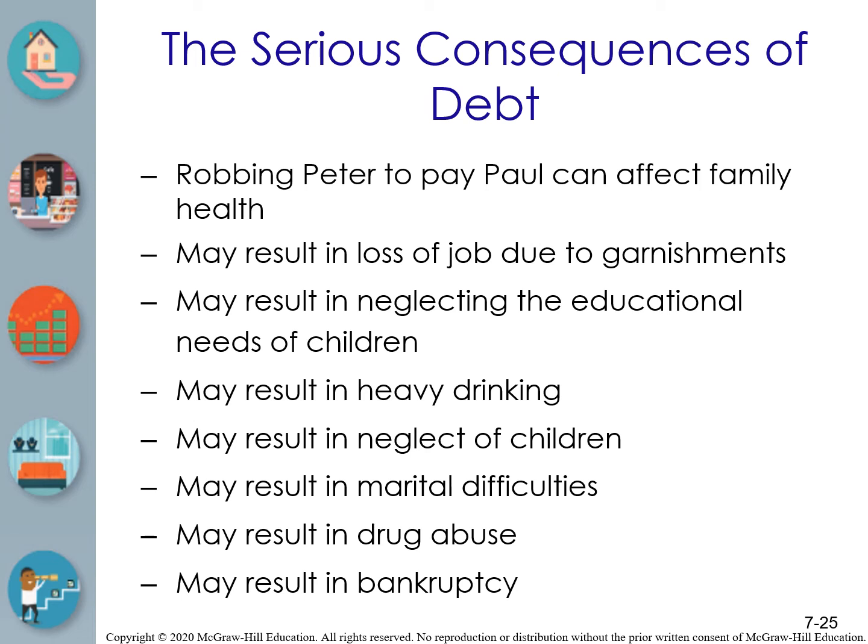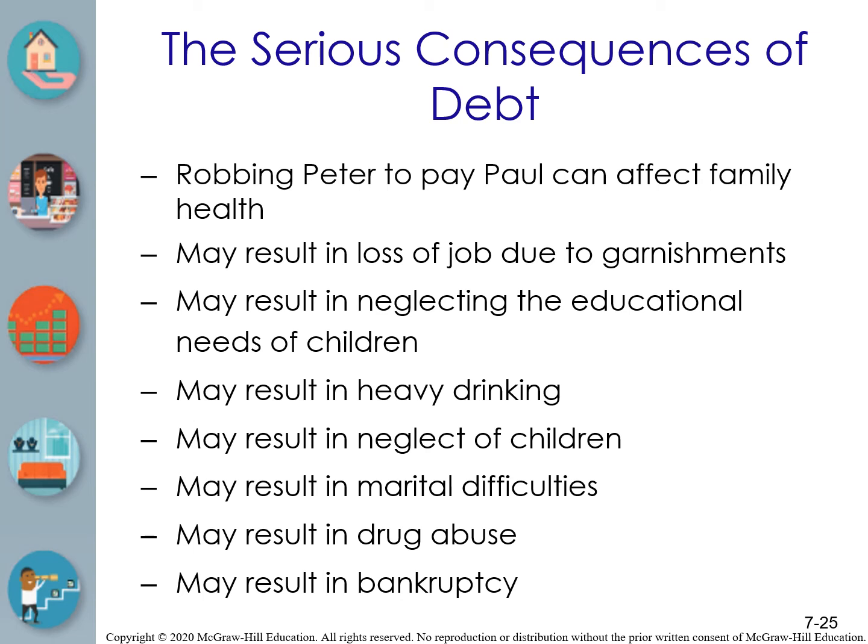Again, I've already mentioned this, but robbing Peter to pay Paul can affect family health issues. It may result in job loss due to garnishments. Garnishment is when, if you're not paying, your creditor can contact your employer and say, this person is not paying their bills and we want to garnish their wages, meaning to take some of their wages to pay those bills. Very straightforward. Don't want to go down that path. It may result in neglecting educational needs of children.